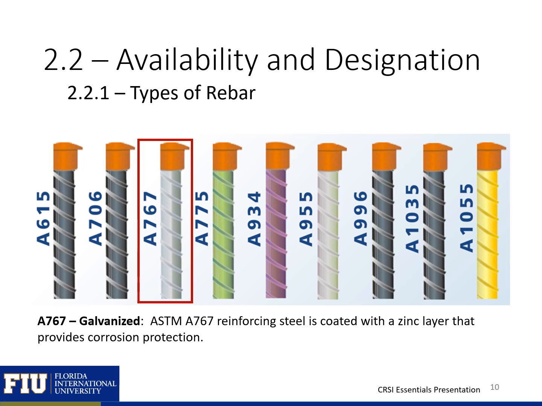ASTM A767 reinforcing steel is coated with a zinc layer that provides corrosion protection. It is applicable exclusively to hot dip galvanizing of reinforcing steel, which involves completely cleaning the steel and then immersing it in molten zinc. The molten zinc reacts with the steel surface to form stratified zinc-iron alloy layers, which are metallurgically bonded to the steel. These types of reinforcing bars are usually used where corrosion may be an issue, such as in bridges or tanks containing liquids.